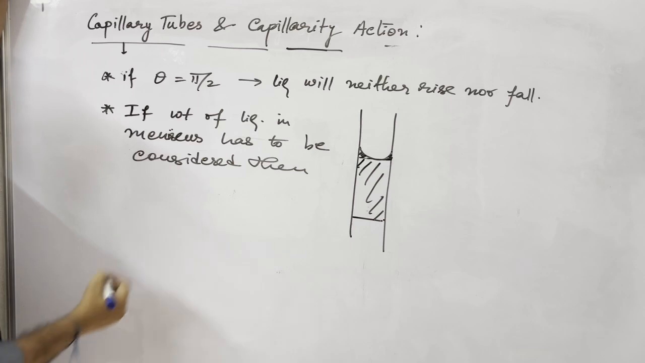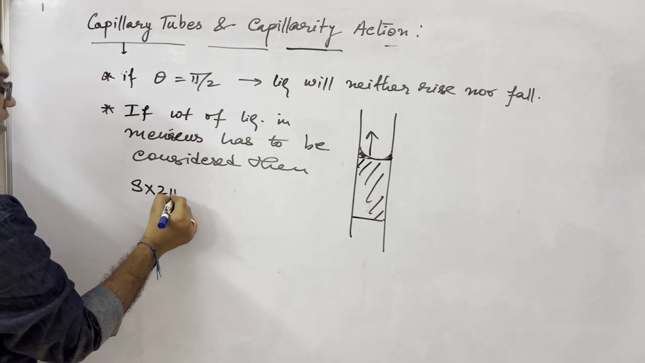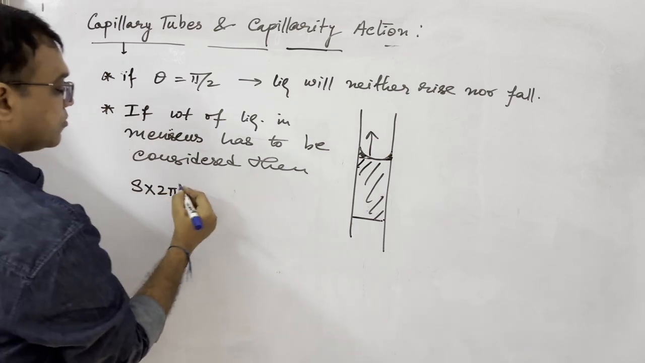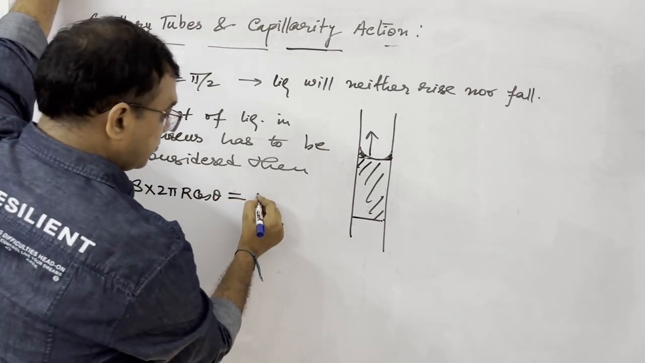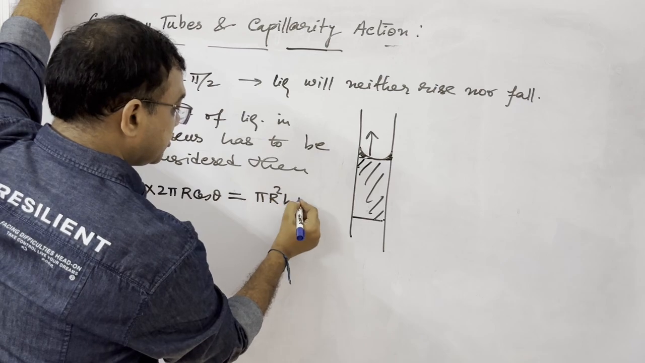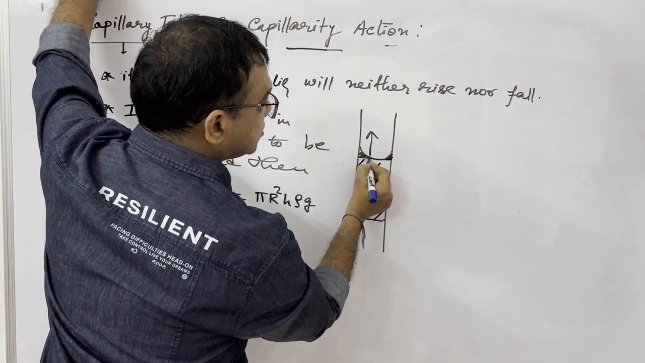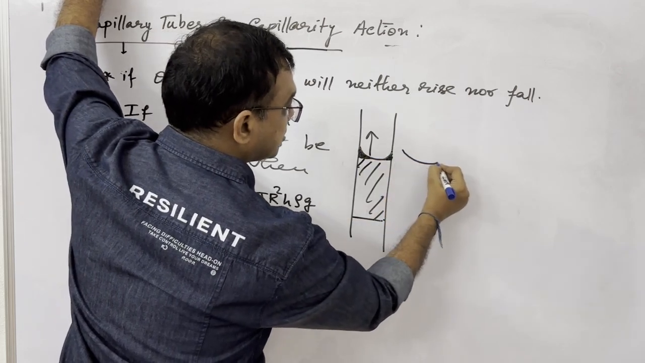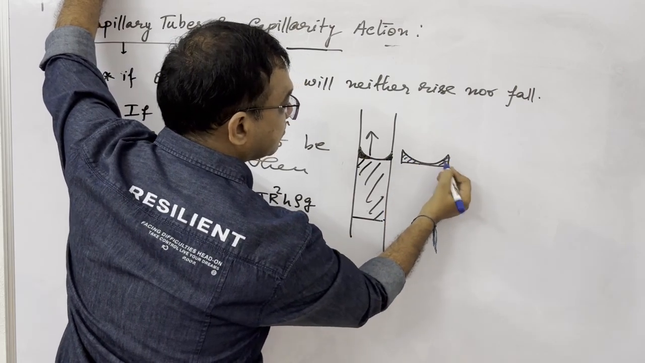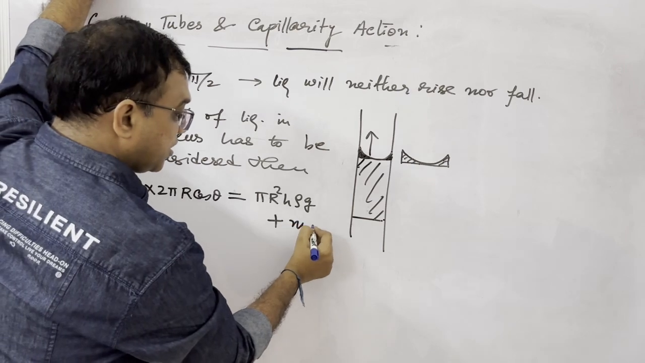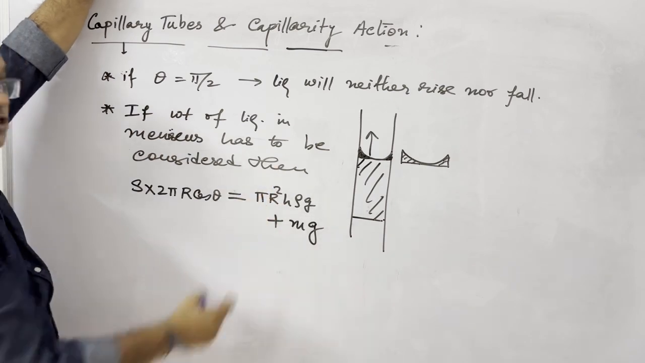then what we have to do: S into 2 pi r cos theta is equal to pi r square h rho g plus the weight of the liquid which is in this part, meaning the meniscus. Say this part of the liquid has mass m, then m into g. And from here we will get the value of h.